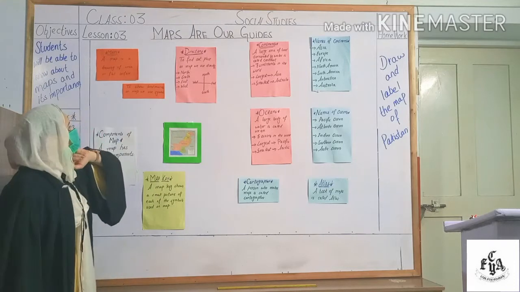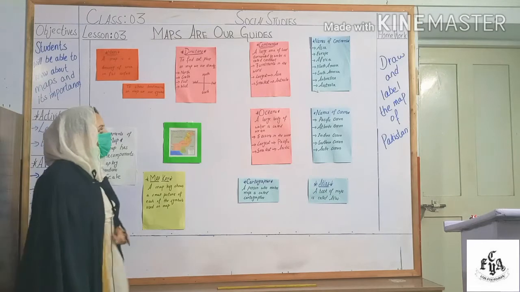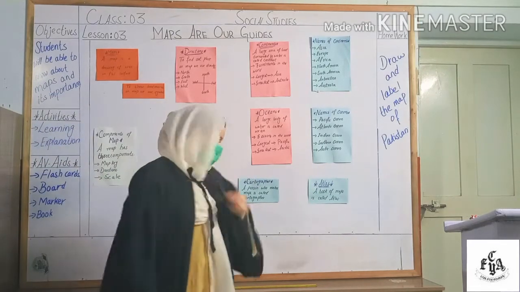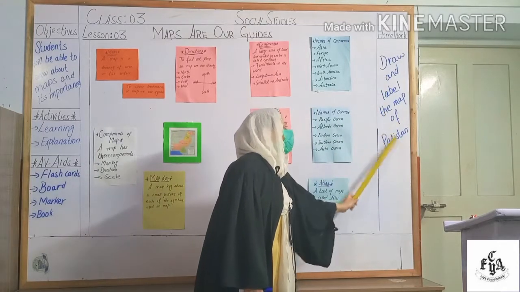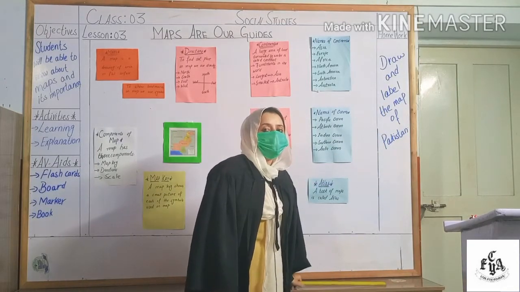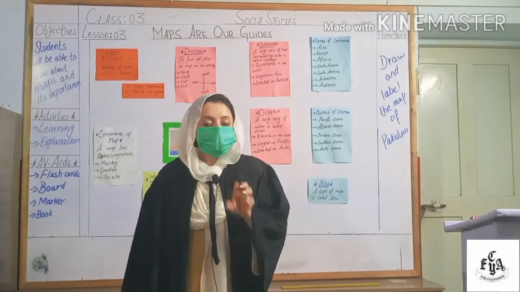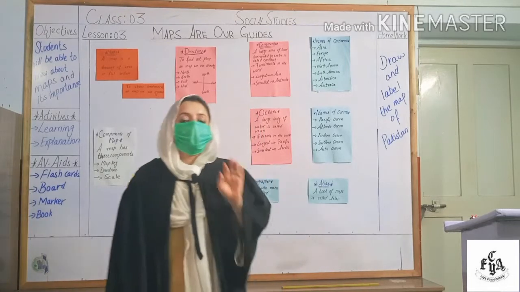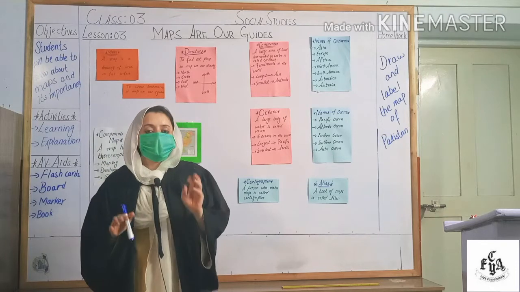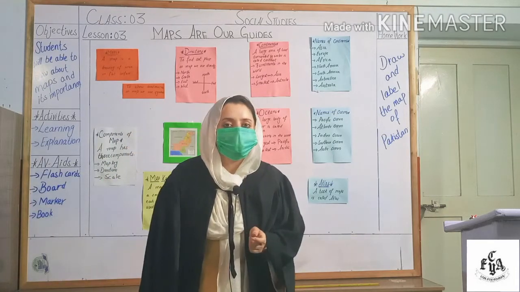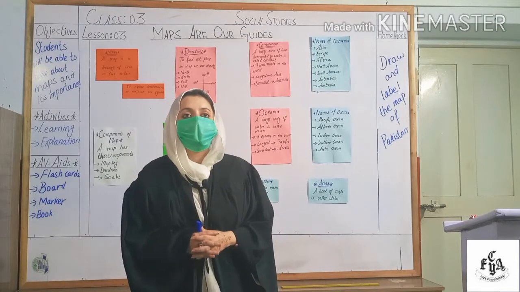This was all about our lesson number 3, maps. In the end, I am going to give you a homework: you have to draw and label the map of Pakistan. You have to mention the names of the provinces in the map. You have to color it, and you have to mention the neighboring countries like India, Iran, Afghanistan and China. I hope that you have learned many new things from this chapter.